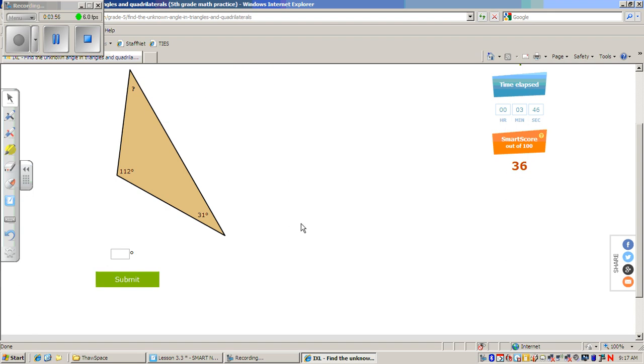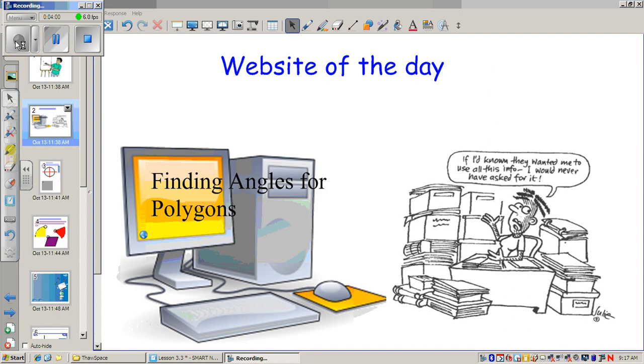Okay, so we will work some more on these. We'll spend some more time in class talking about angles. I love this little guy over here. He seems a little overwhelmed, or a little gal, and it says, if I'd known they wanted me to use all this information, I would never have asked for it. Kind of a cute little saying.